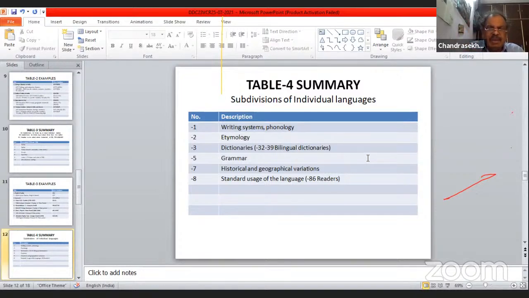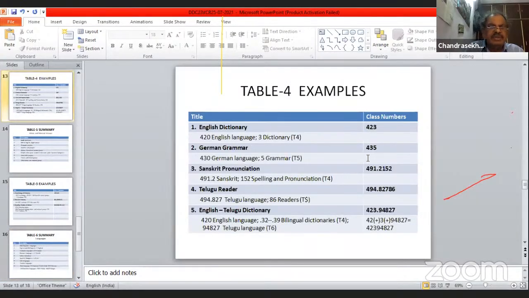Table 3 is applicable to 800 literature. So remember this basic thing, keep it in your mind. Table 3 is applicable to 800. Table 4 is applicable to 400 languages. Let me show you some examples. English dictionary: 4.2 is English language, 3 is dictionary. German grammar: 4.3 is German, 5 is grammar.